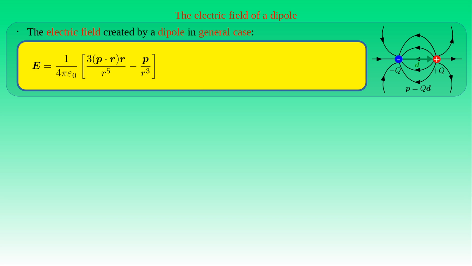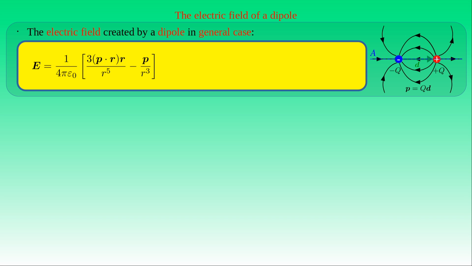If the position vector points from the center to another point on the axis A of the dipole, then the dipole moment p is parallel with the position vector r. This fact allows us to write the dot product of the vectors p and r times the vector r as the dot product of the vector r with itself times the vector p.